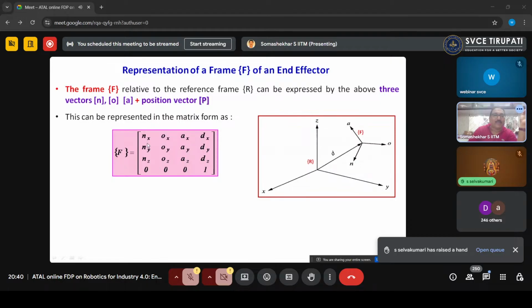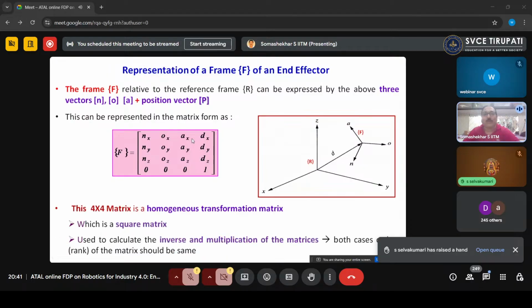This is the 3x3 matrix: Nx, Ny, Nz, Ox, Oy, Oz, Ax, Ay, Az. These are cos and sin theta values. You fill in cos and sin theta values only if you are rotating along the x-axis, y-axis or z-axis; only cos theta and sin theta will vary here. Then dx, dy, dz is the positional vector. NOA is the orientation vector.